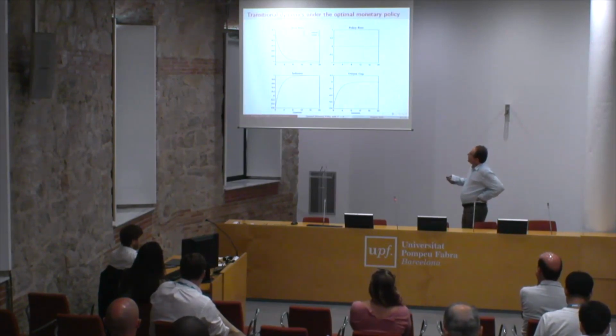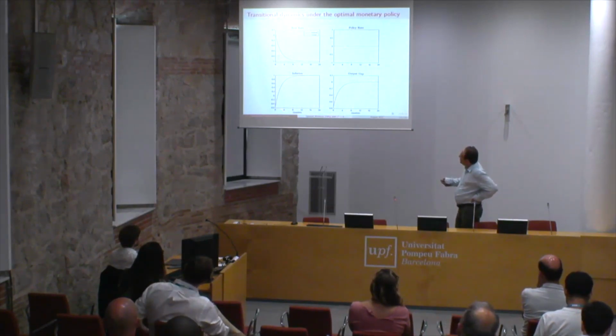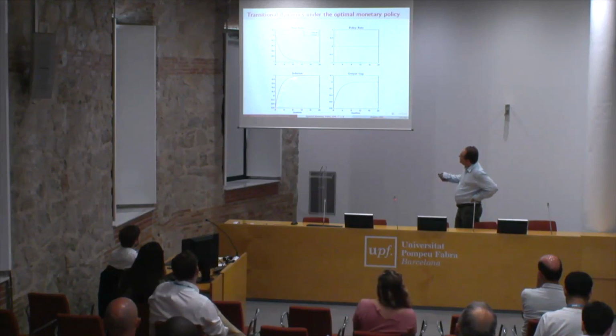Okay, so these are the transitional dynamics. Now you notice that inflation starts out negative and then gradually converges to the steady state with positive inflation, which is equal to minus R star, okay, 1%.